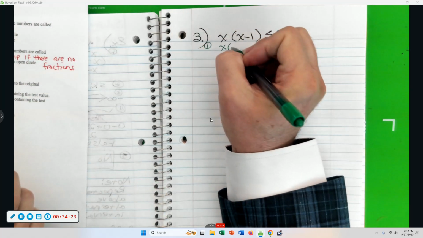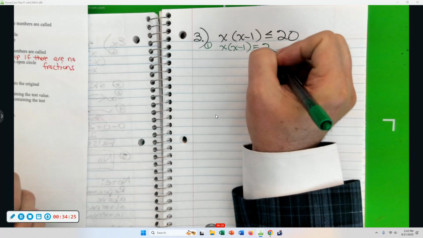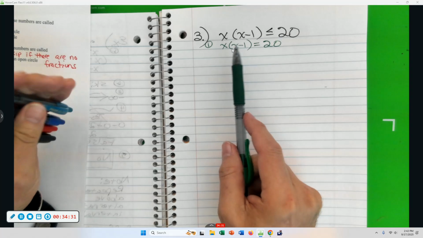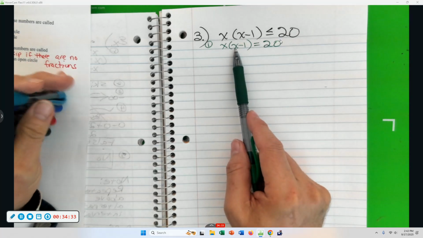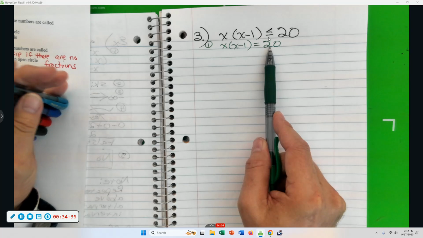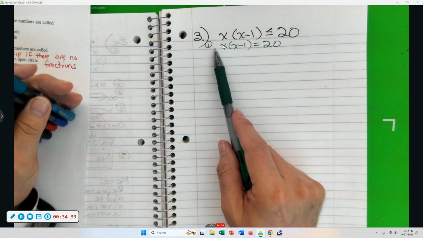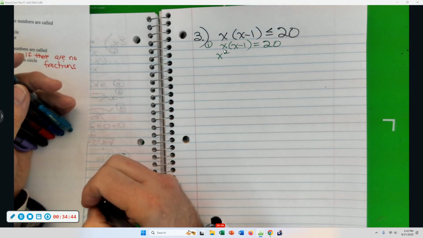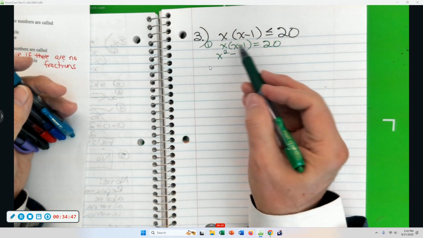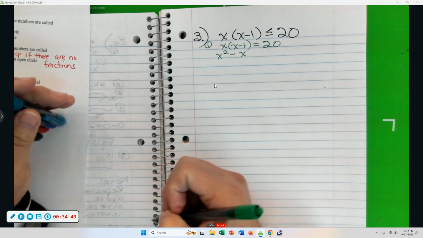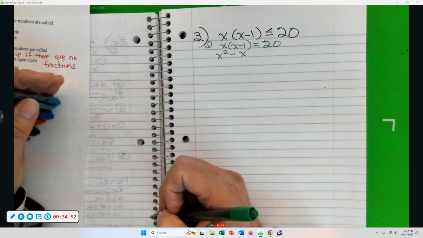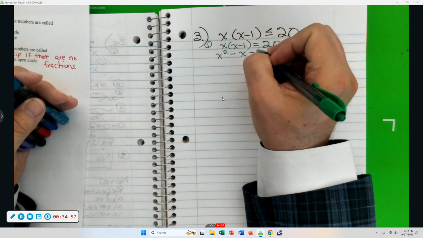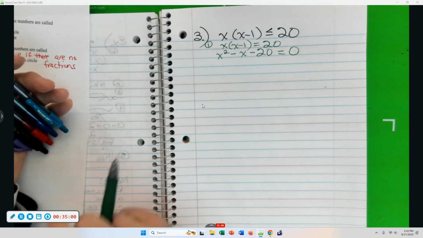For a minute, you might think, oh, great, they've already factored the left side for us. No, they didn't do us any favors. It's factored on the left, but if it's factored on the left, we need a 0 over here, and we don't have it. So we're going to have to remove the parentheses by distributing: x times x is x squared, minus x times 1 is just 1x. We need this set equal to 0, so what do you think I'm going to do? That minus 20 equals 0.